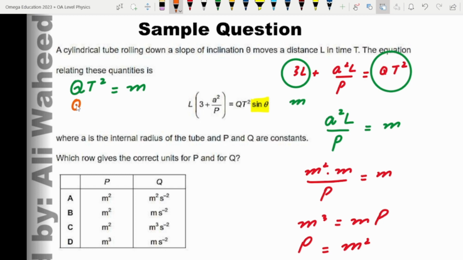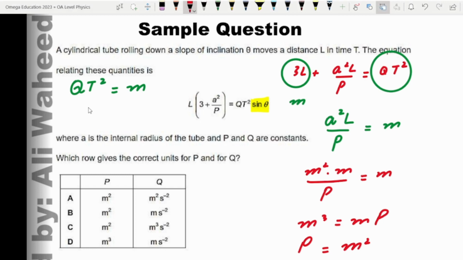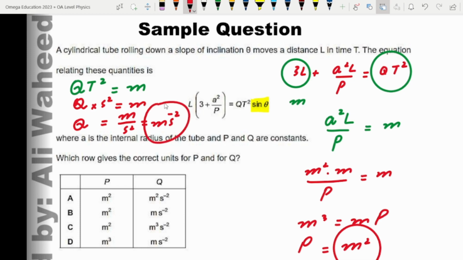Q, you can't do anything with it, so you write Q as it is. The unit of T is second, so the unit of time squared would be second squared, equals m. You shift seconds to the other side, it would be m divided by s squared, or you can write it as m s to the power minus 2. So for P we have the unit meter squared, and for Q we have the unit m s minus 2. So that is option B. B is the right answer.